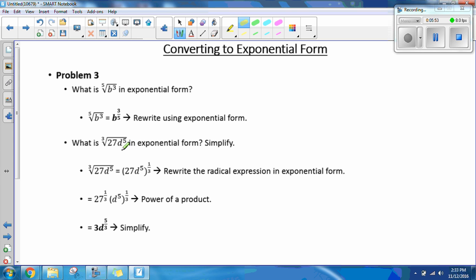Here I have the cube root of 27 and d to the 5th power. I can rewrite this as 27 times d to the 5th power, that quantity raised to the 1/3 power. Well, I can separate the factors. 27 to the 1/3 power is equal to 3, because that's the cube root of 27. And then d to the 5th power raised to the 1/3 power, I just multiply the two numbers, and I get d to the 5/3 power.